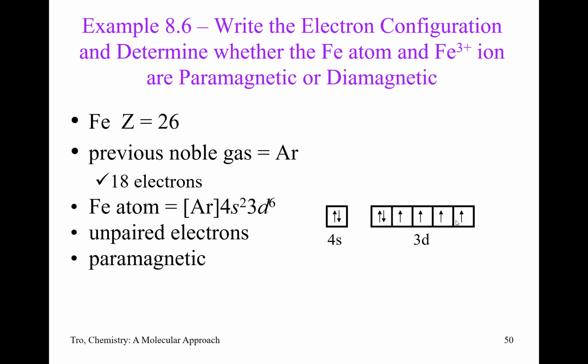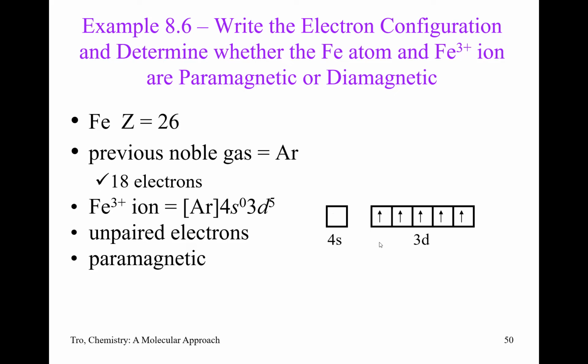And then here's a little animation. If we go from iron, the atom, to iron 3+, the ion, the electrons come out of the 4s first, but that still doesn't change the fact that we have these unpaired electrons. And now, instead of 4 unpaired, we have 5 unpaired.